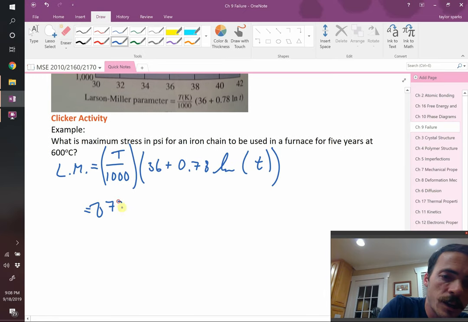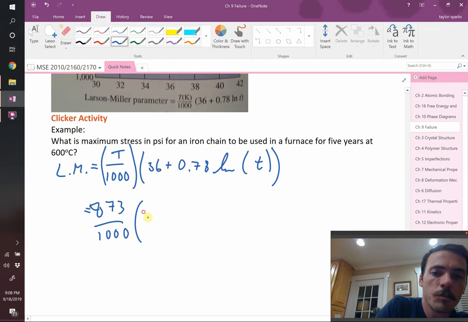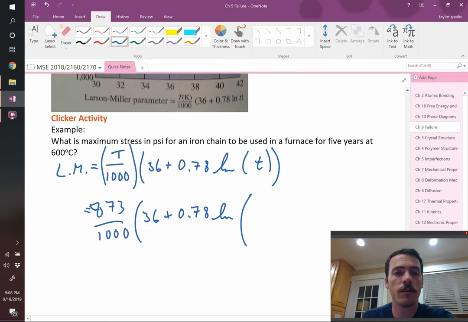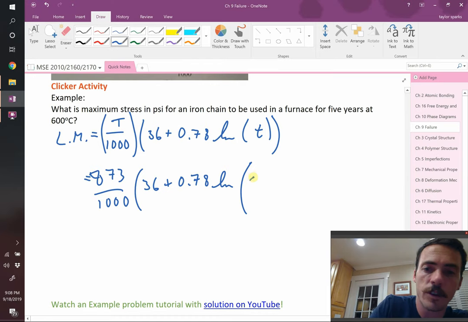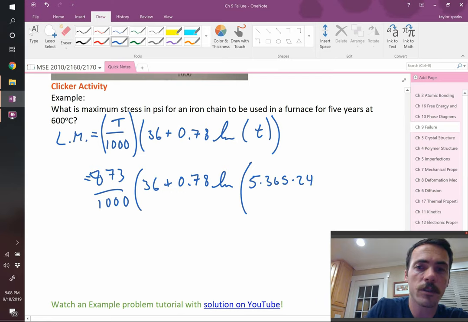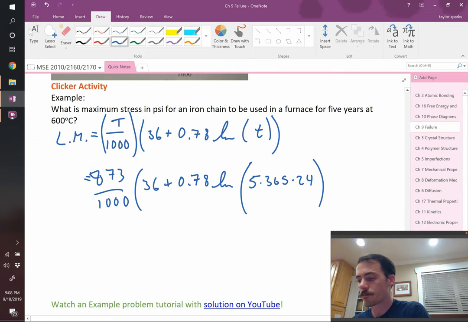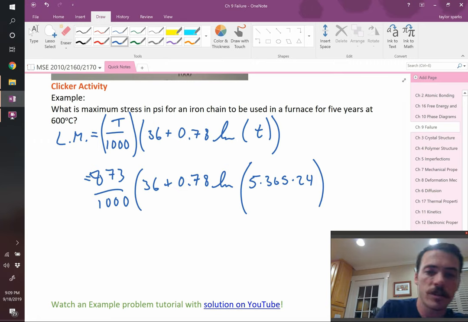So 873 divided by 1,000 multiplied by 36 plus 0.78 times the natural log of, we need to turn 5 years into hours, so that's going to be 5 times 365, that turns it into days, times 24 hours. Yep, that'll give us hours, okay? So when we plug all that in, I find that our Larson Miller parameter is 38.7.